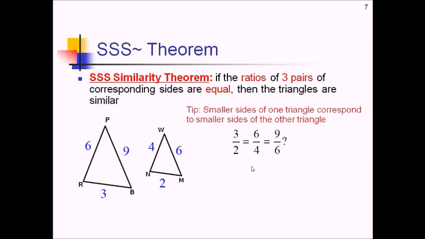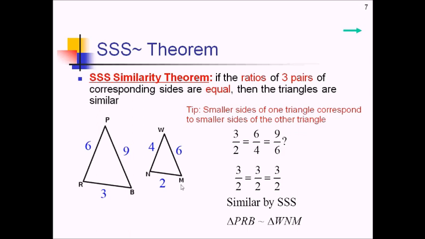Do those all reduce to the same thing? Well, 3 over 2 is fully reduced, 6 over 4 reduces to 3 over 2, and 9 over 6 reduces to 3 over 2. So we can say that yes, these triangles are similar by SSS. And to write the similarity statement, we can go PRB, not congruent, similar, just similar, to WNM.